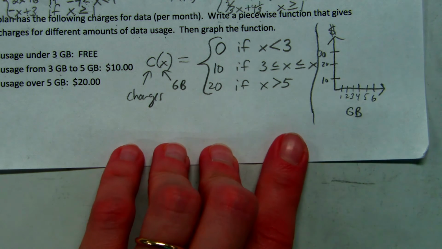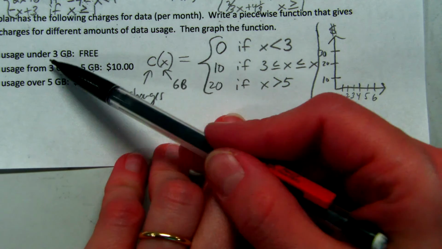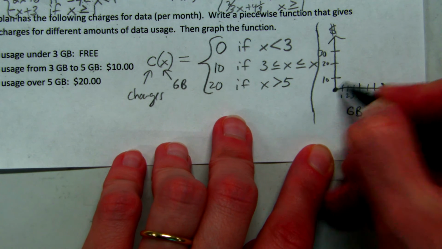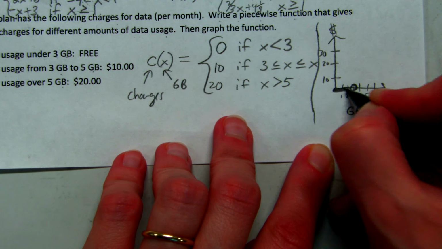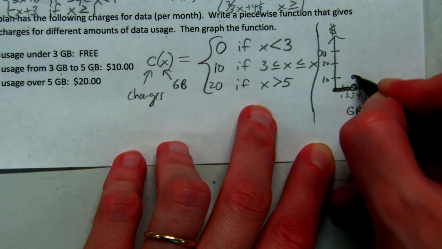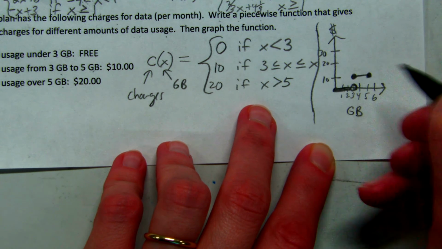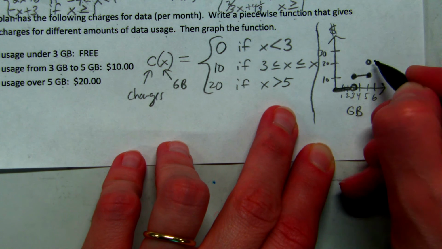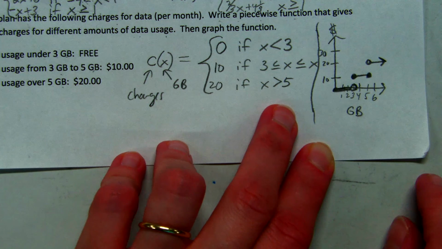So these are just going to be horizontal lines. So from 0 kilobytes up to 3 kilobytes, it's free. We're going to be down here at 0. So I'm going to have a point here, and then I'm going to have an open circle at 3, because as soon as I use 3 kilobytes, it jumps up to $10. So I'm going to have a bar at $10 from 3 to 5 kilobytes. And then anything over 5 is 20, so I'm going to do a little open dot there. It has to actually top out over 5 to go this way.